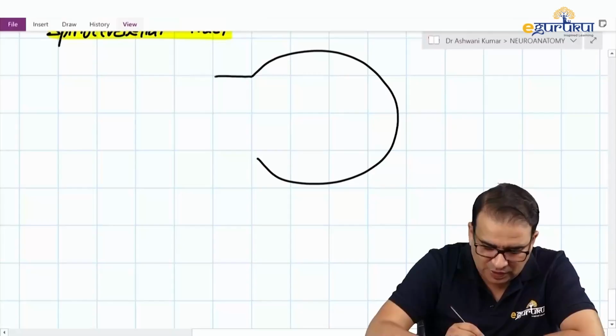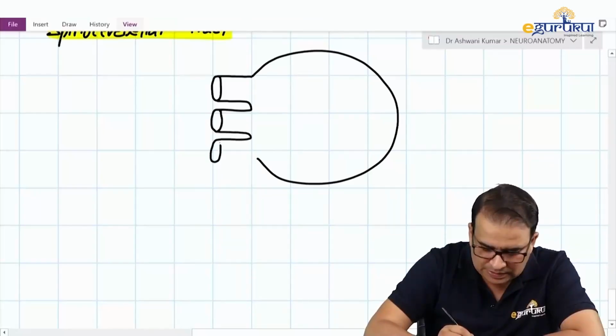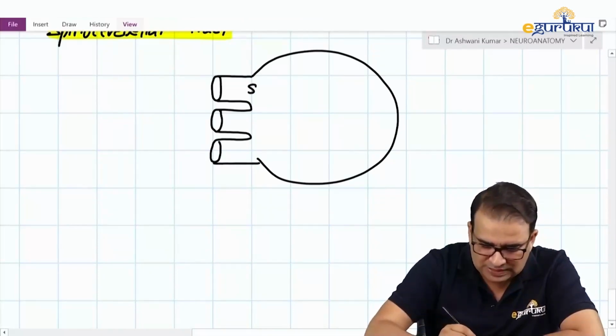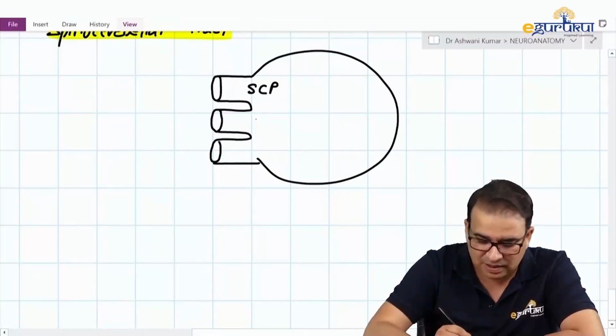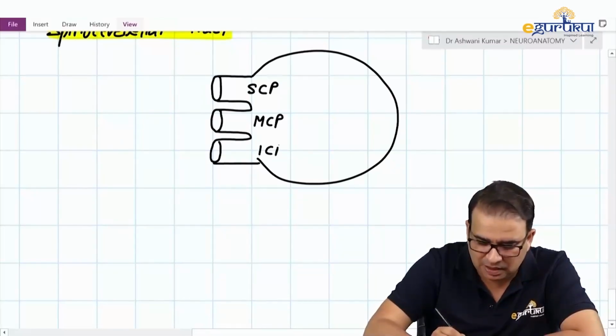And here we have the three white matter bundles. One is called the superior cerebellar peduncle. Then we have the middle cerebellar peduncle. And let's say this one here is the inferior cerebellar peduncle. I'm writing in short, guys, SCP, superior cerebellar. Just make sure and write it. Superior cerebellar peduncle, middle cerebellar peduncle, and inferior cerebellar peduncle.